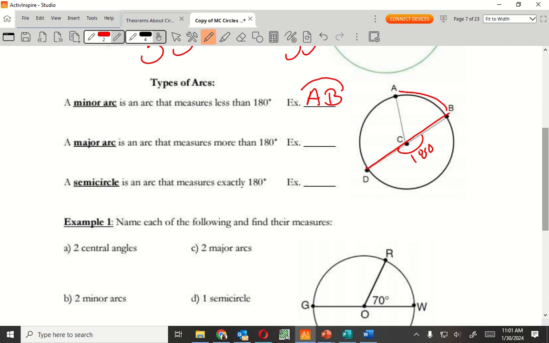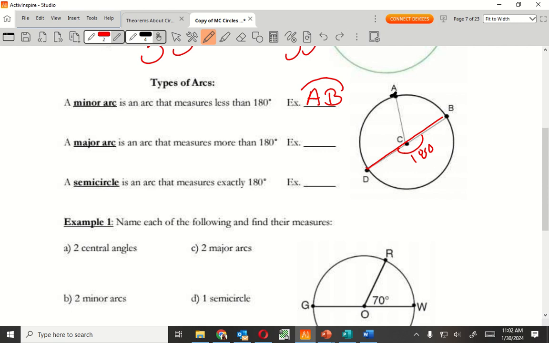Okay. A major arc is an arc that measures more than 180 degrees. Now, this is important. If you're using a major arc, you need to use 3 points, because you need to actually go all the way past. On this one, if I said a major arc is AB, isn't that also the same as a minor arc?